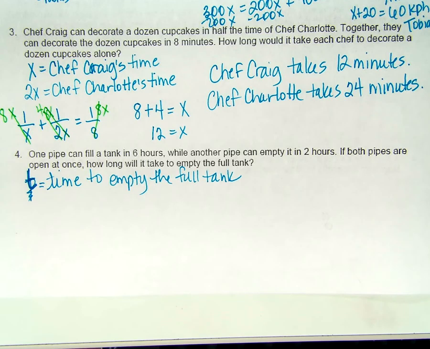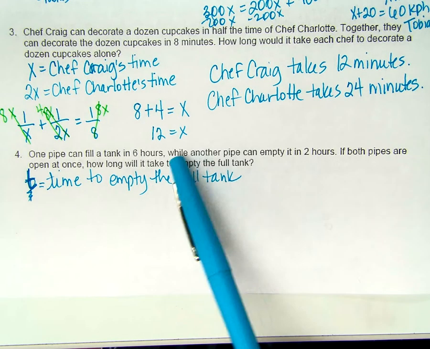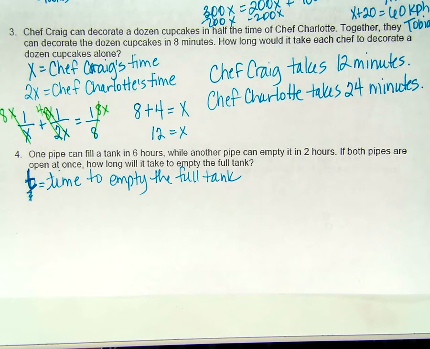How is this equation going to be different from like Chef Charlotte and Chef Craig? Well, Chef Charlotte and Chef Craig are working together, aren't they? Are filling a tank and emptying a tank working together? How are they working? They're working against each other. Which one's faster? Filling the tank or emptying the tank? How do you know? Yeah, it only takes 2 hours to empty the tank, and it takes 6 hours to fill the tank.